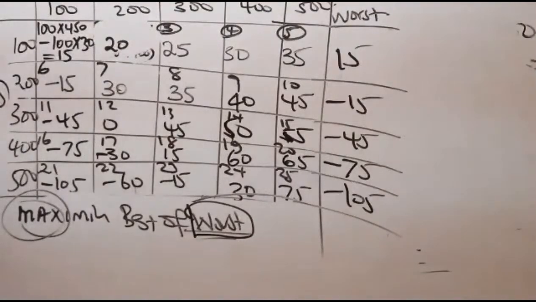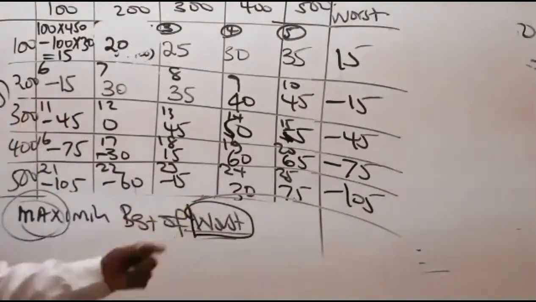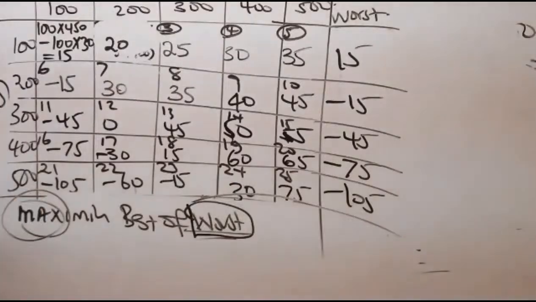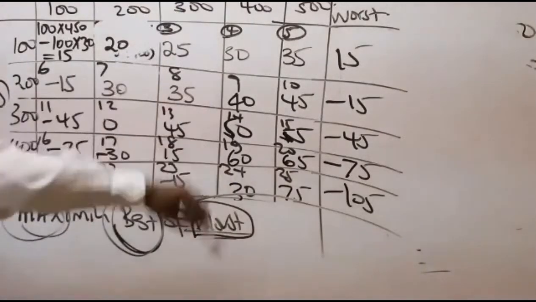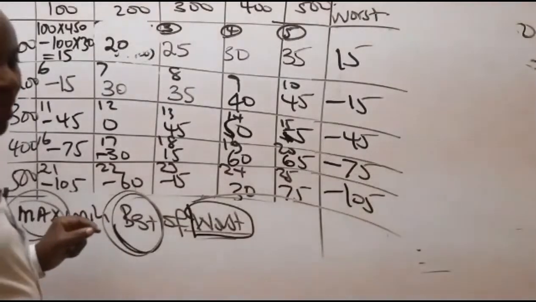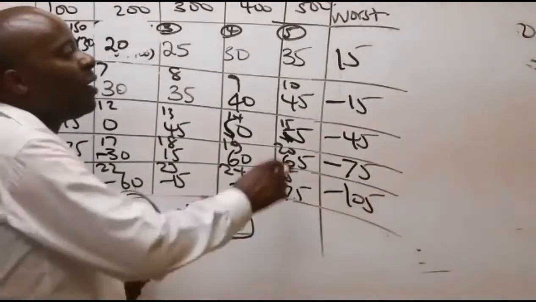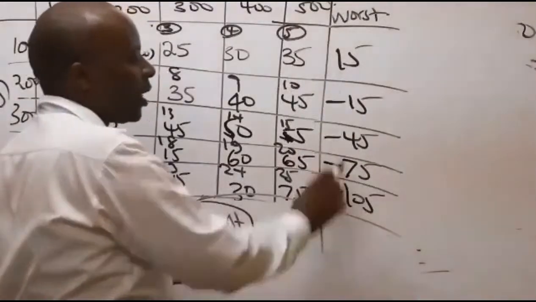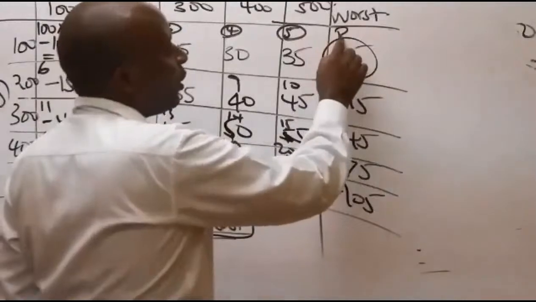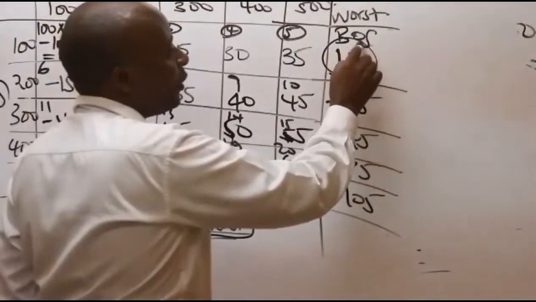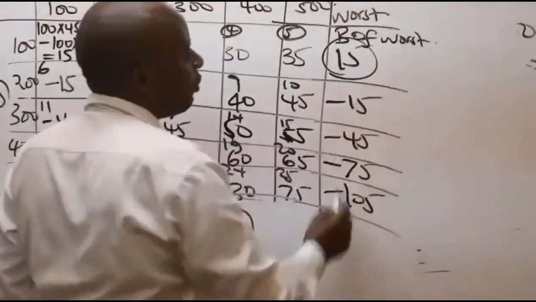Once I've been able to select the worst scenarios, then I'll come and optimize by looking at the best amongst the worst. So the best amongst the worst, ladies and gentlemen, what do we have here? These are all the worst scenarios for each alternative, so this is the best of the worst.